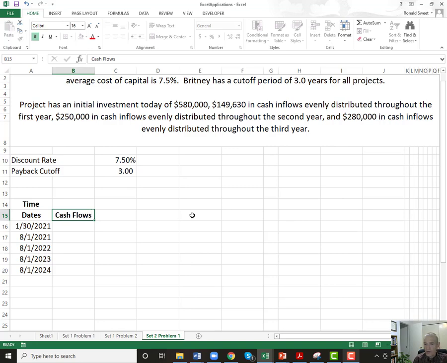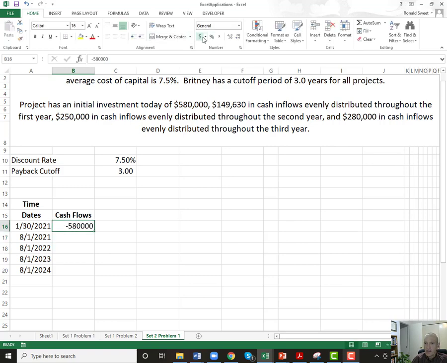Now, when we do problem set 3, we may have 5 or 6 columns that we're going to combine to get one column to tell us our cash flows. But here, we're just going to have one column for cash flows. All right. What are our cash flows? Well, the project has an initial investment today of $580,000. So we're going to have a negative cash flow of $580,000.